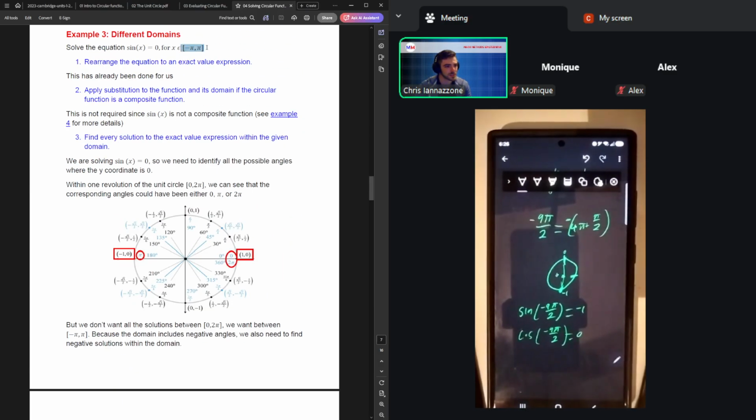Just anything that fits in here. Like you wouldn't be able to say 2 pi anymore because although 2 pi is functionally the same as 0 for the angle, it is outside the scope of this domain. So we can't use it.